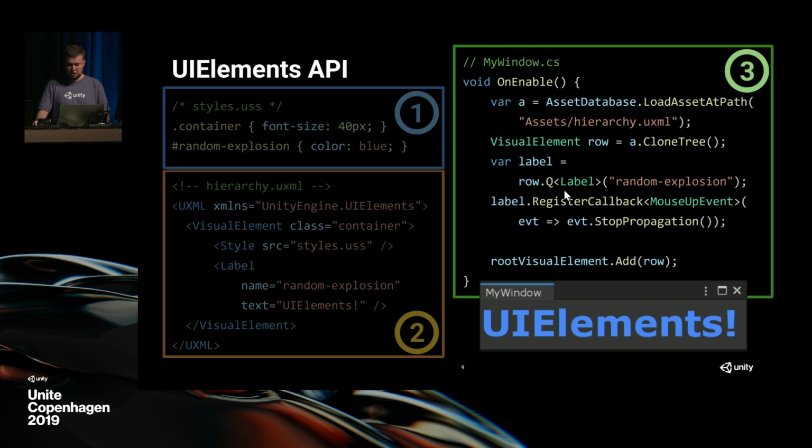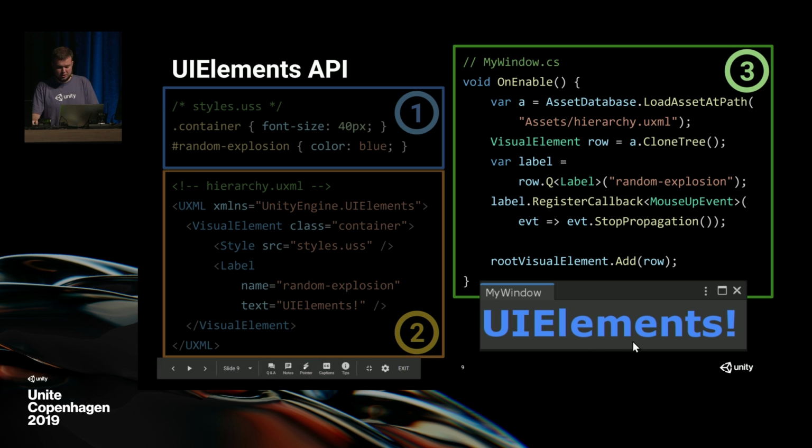So with this root, we can use the query system that comes with UIElements to find our label within the tree using the name, random explosion. And then once we have a reference to it, we can assign some functionality to it. So we can register for a callback on mouse up event. So this is completely useless, but you can let go of the mouse on this label, and this action will run. This action itself is also pretty useless, but it fits on the slide.